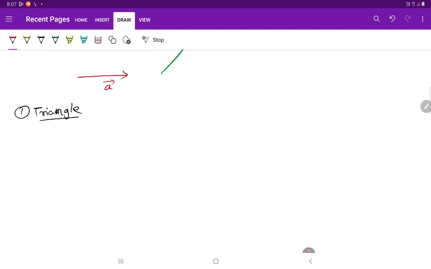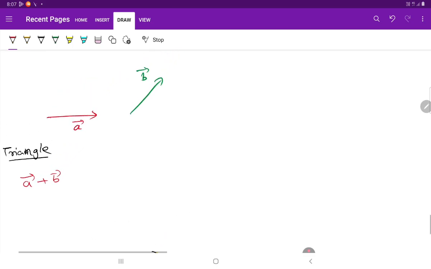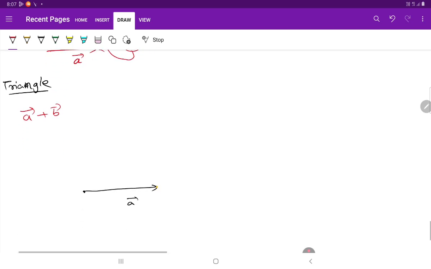To do this, if we need to find A vector plus B vector, put the A vector here, this is its tail and this is the head. I'm marking the head with yellow color. Now, the second step is to put the tail of B vector to the head of the A vector. Like this. So you get a triangle.